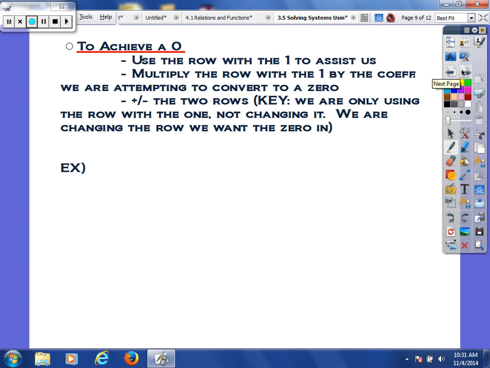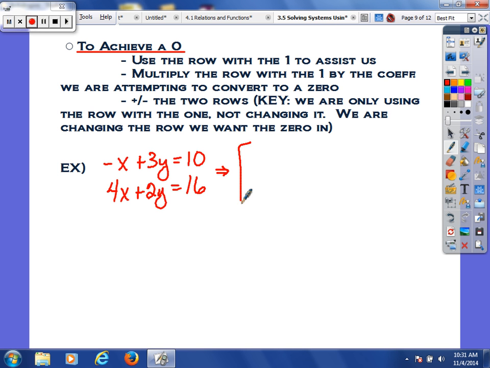To find a 0, we're going to use the row with the 1 in it. Now, if you look back at the problem we just had, the first equation was the opposite of x plus 3y equals 10, and the second equation was 4x plus 2y equals 16. Let's look at that one again. We set up our augmented matrix. This is good practice again. You can try it, pause it, make sure you set it up right. What we have is the coefficients -1, 3, 10. On the bottom equation, we have 4, 2, and 16. That's where we're at.